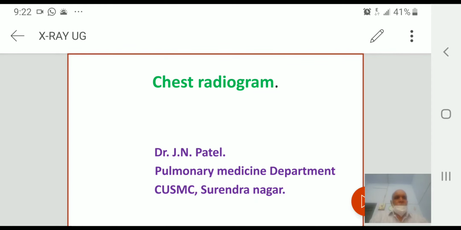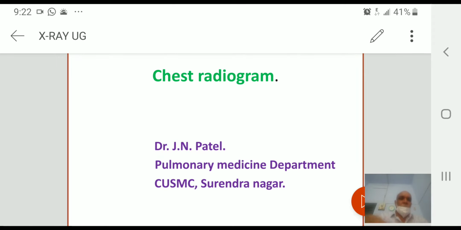Good morning. Today we are discussing the chest radiogram. Previously we have seen some X-ray fundamental knowledge of the chest X-ray, how to identify side. We will discuss some more about the chest X-ray.